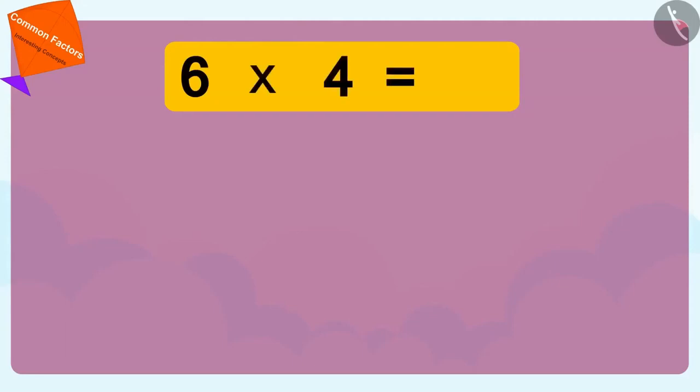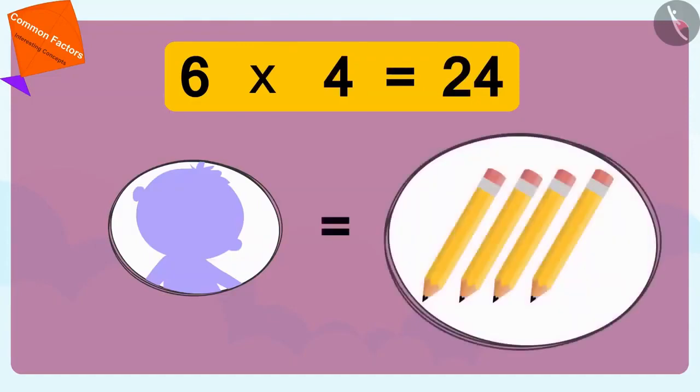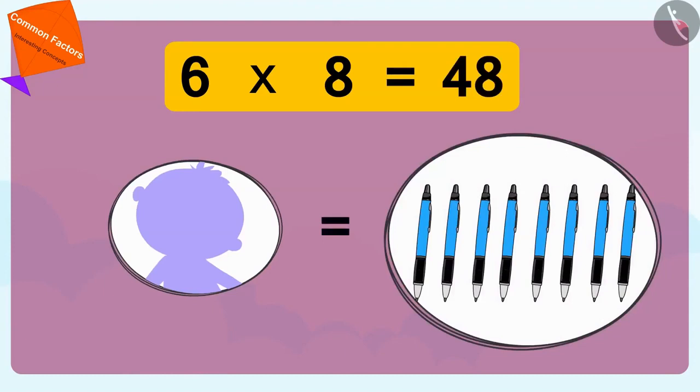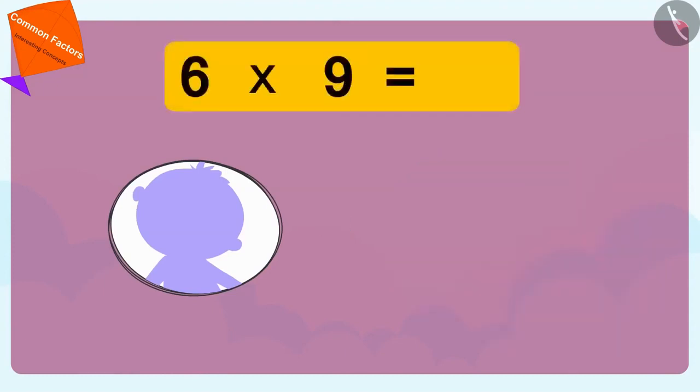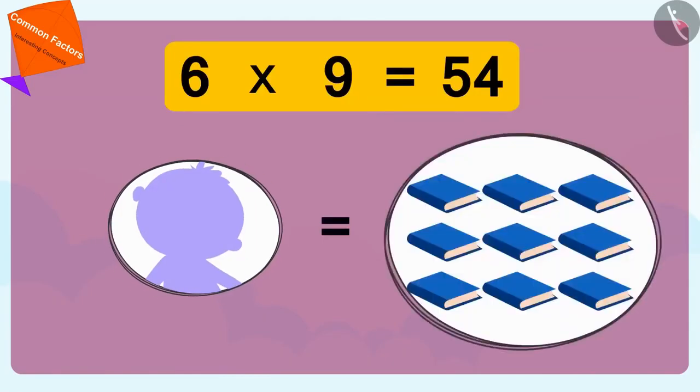6 times 4 is 24. So every child gets 4 pencils. 6 times 8 is 48. So each child gets 8 pens. And 6 times 9 is 54. So every child will get 9 notebooks.